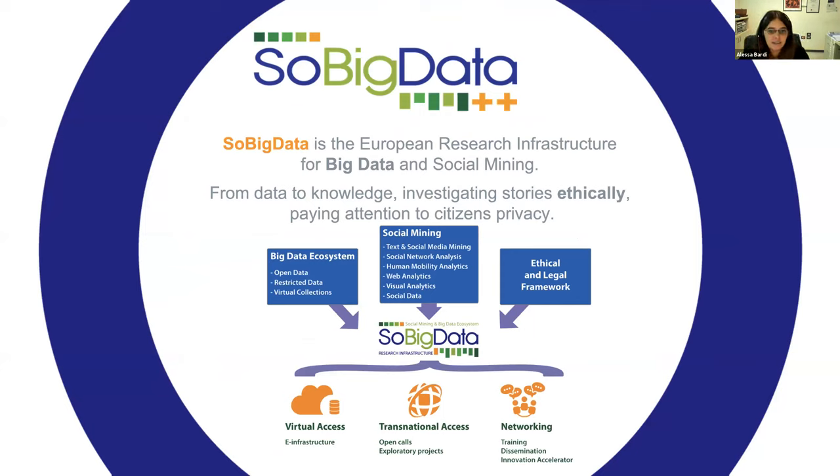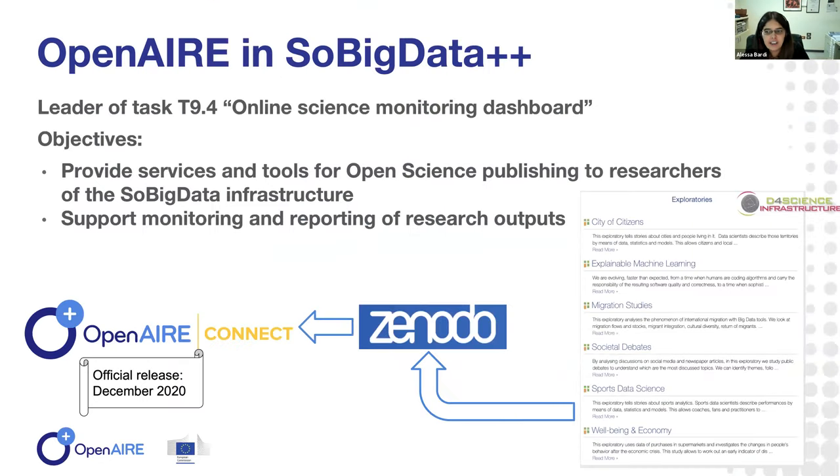So one is SoBigData, which is a European research infrastructure for big data and social mining, which focuses on ethical and responsible research based on big data analysis. So they provide several exploratories where researchers can work with big data and do analysis on different topics. So on explainable machine learning, on cities of citizens, migration studies, societal debates, sports, data science, and well-being and economy.